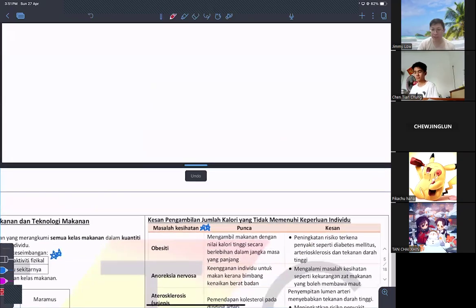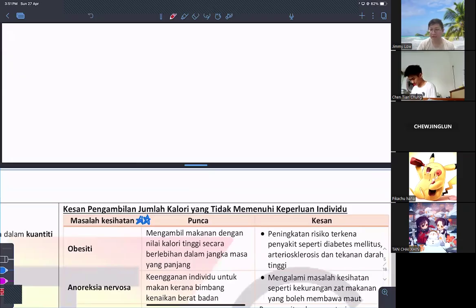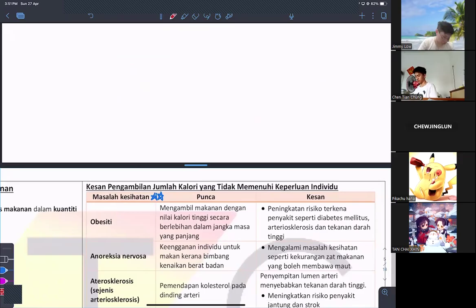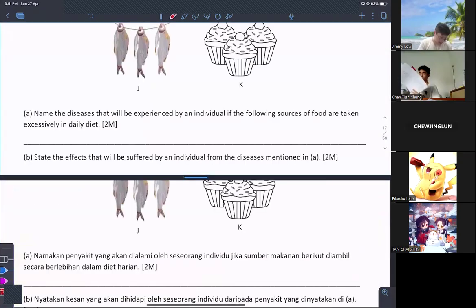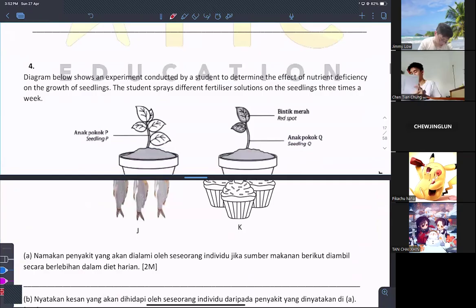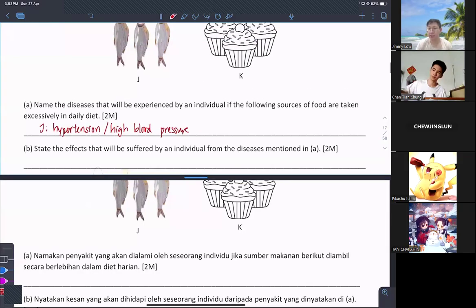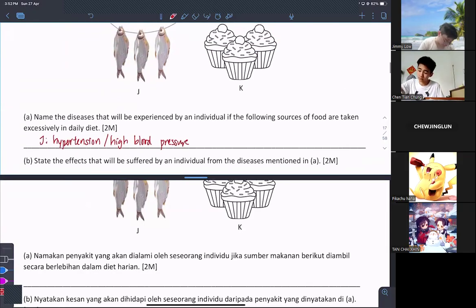Okay, if you eat the food excessively without any prescription, then in the end, what happened to you? Then you have to answer. Okay, so J is going to cause you to get hypertension. In BM, hypertension. If you don't know the word hypertension, you can say high blood pressure. This one is your page 17. Tekanan darah tinggi. Alright, so for your K, this one because it's so sweet, diabetes.